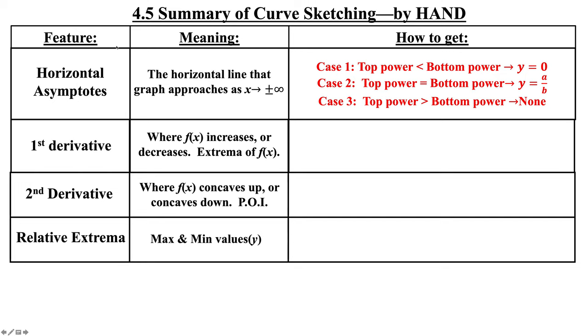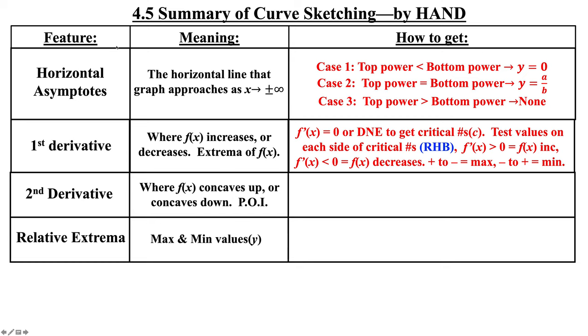Your first derivative, where f of x increases or decreases, helps us find our local maxes and mins. So this is where we take the first derivative function, set it equal to 0, or we identify any does-not-exist values. That's usually your vertical asymptotes. Those are critical numbers. Test values on each side of the critical numbers. We can do it that way, or we can use our right-hand behavior test and alternate signs, which I am going to do when I give you my examples.